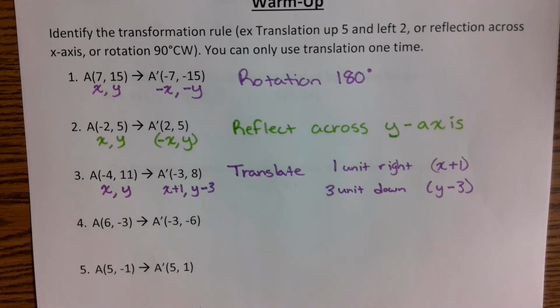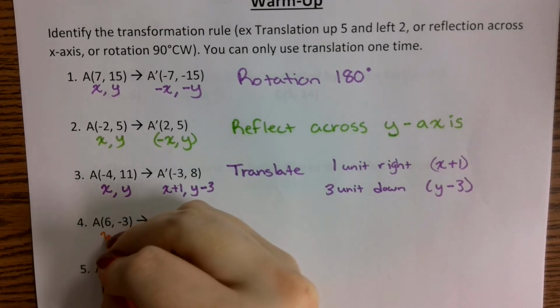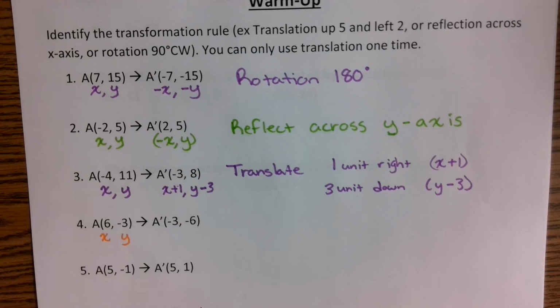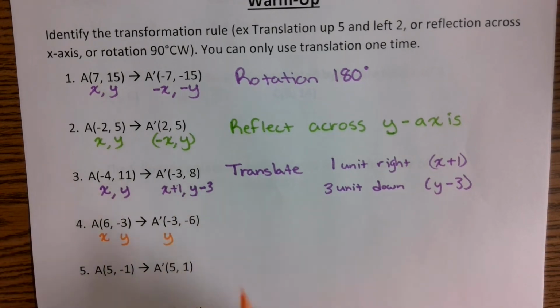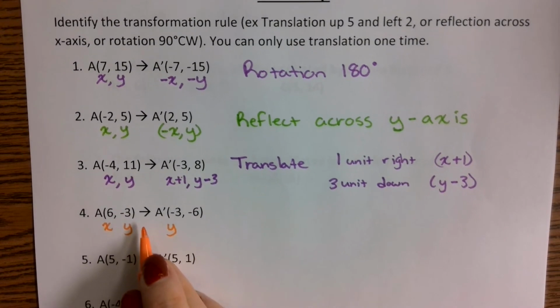Okay? Let's take a look now at number 4. 6, -3 goes to -3, -6. So we're starting at this x value, this y value. Now it seems to be that our y value came to the front and stayed exactly as it was.